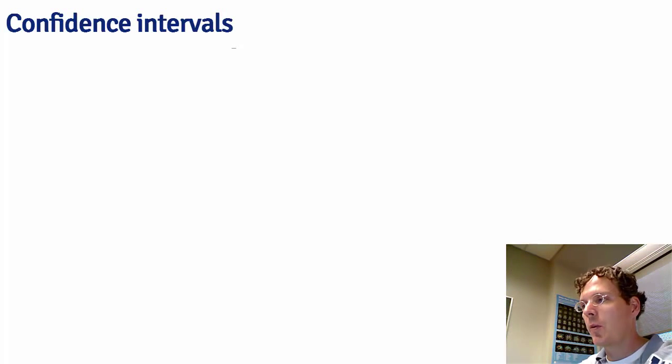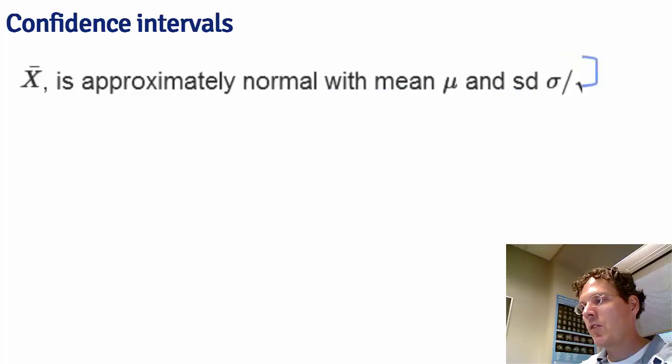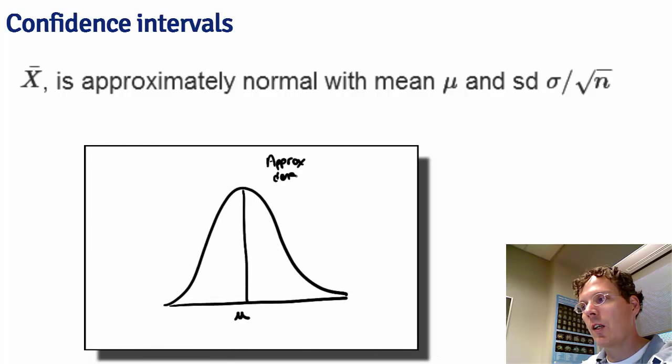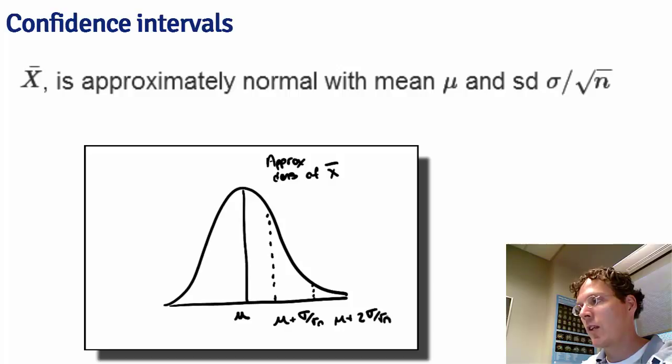So let's develop a more practical use of the central limit theorem. Recall that the sample mean is approximately normally distributed with population mean equal to mu and standard deviation equal to the standard error of the mean, sigma over square root n. In this distribution, mu plus 2 standard errors is pretty far out in the tail, with only a 2.5% chance of a normal being larger than 2 standard deviations into the tail.